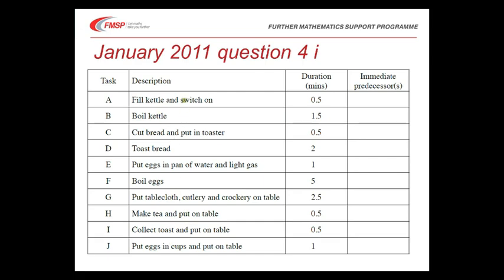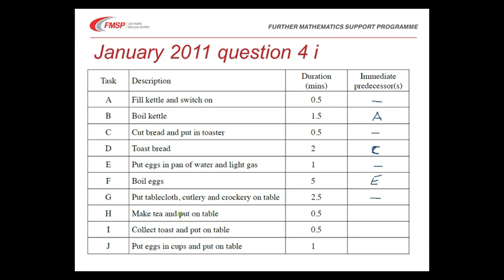to make breakfast. So for example here we can fill the kettle and switch it on without waiting for anything else to happen, but to boil the kettle we would have to have waited for activity A to have started. Similarly we can cut the bread and put it in the toaster without waiting for anything to happen, but toasting the bread again will require activity C to have been completed. We can put the eggs in the pan of water and light the gas without waiting for anything, but to boil the eggs activity E must have happened, and we can put the tablecloth, cutlery and crockery on the table without waiting for anything else, but again we then need that for other things.